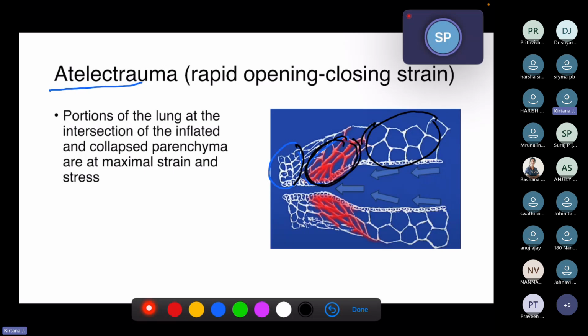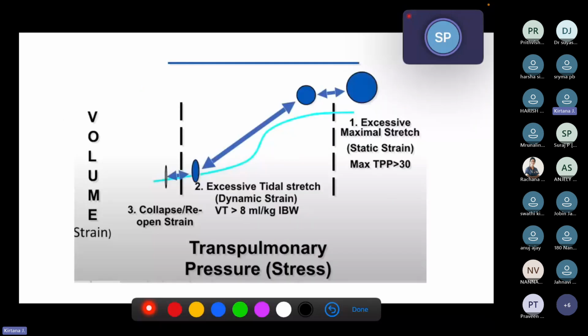Studies have shown that the shear stress at these junctions of the open and the closed lung can have pressures which are more than 5 times the actual transpulmonary pressures that we measure. So this part of the lung is under maximal strain as well as maximum stress. Therefore, if repeated opening and closing of alveoli happens, this part of the lung will get damaged. So this is known as atelectrauma. So again, just revising the concepts of volutrauma, barotrauma, and atelectrauma.